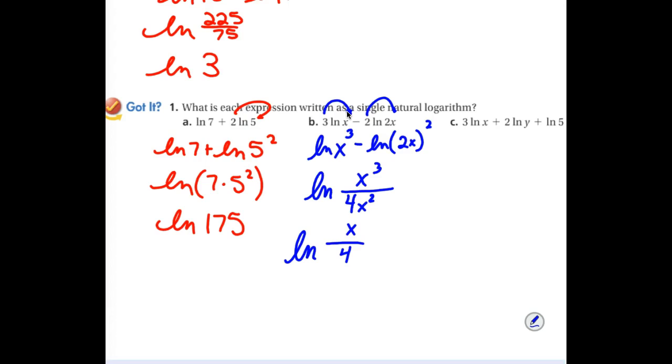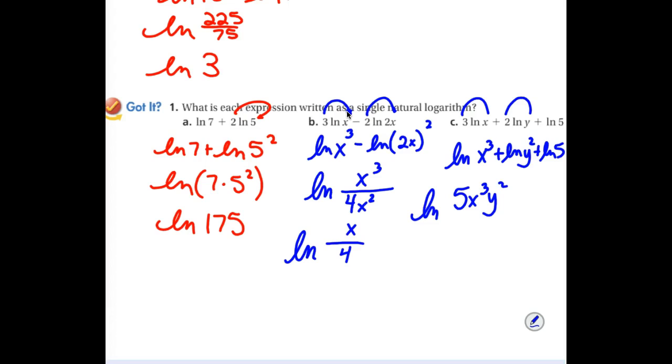All right. The third one, again, putting powers back. We have the natural log of x cubed plus the natural log of y squared plus the natural log of 5. And the addition is going to condense back into multiplication. So we'd end up with the natural log of 5x cubed y squared. All right. So the condensing and expanding, same rules that we had for regular logs. Okay.